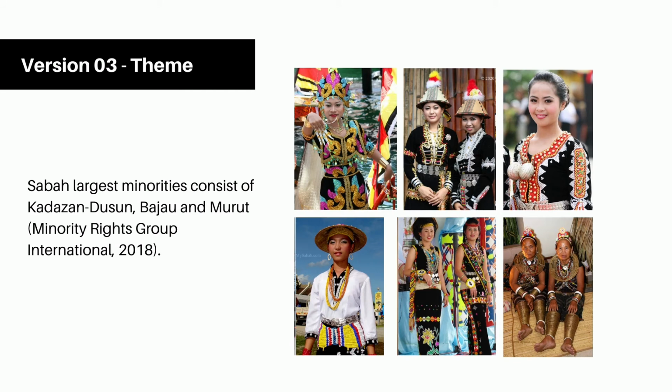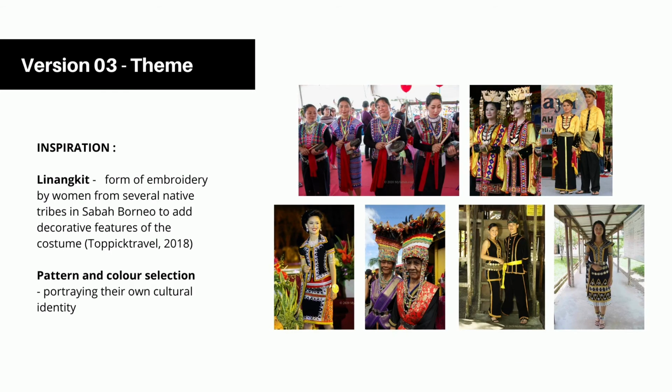So in version 3, I took the supervisors' suggestion to set a theme, and I chose Sabah ethnic as my theme. The Sabah minorities consist of Kadazan Dusun, Bajau, and Murut, and my inspiration comes from the Linangkit, which is a form of embroidery by women from several native tribes in Sabah, Borneo, to add decorative features to the costume. And also patterns and colors from the traditional costume, which portray their own cultural identity.